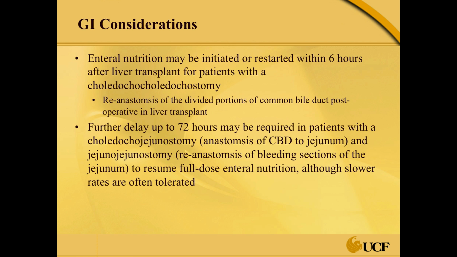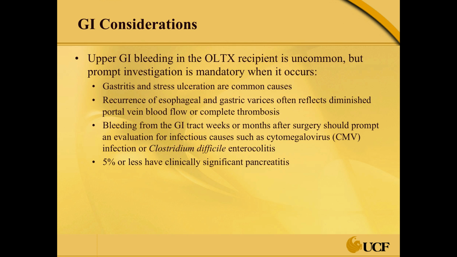GI considerations: enteral nutrition may be initiated or restarted within 6 hours after transplant, and reanastomosis of the divided portions of the common bile duct post-op in liver patients is what this term here means, basically. So as long as they've had that, we can give them enteral food within 6 hours. Further delay up to 72 hours is required, though, if they've had an anastomosis of the common bile duct to the jejunum, which is this word, or reanastomosis of bleeding sections of the jejunum, which is this word, to resume full dose enteral nutrition, although slower rates are often tolerated.